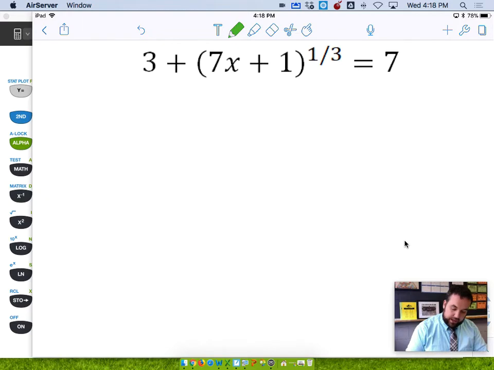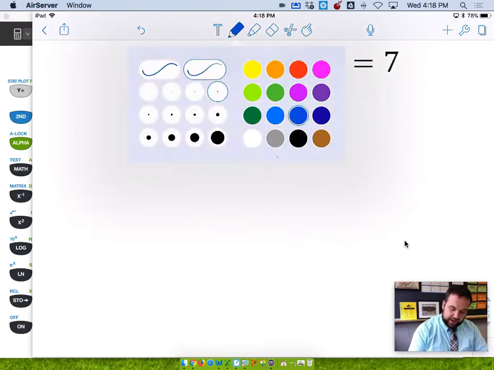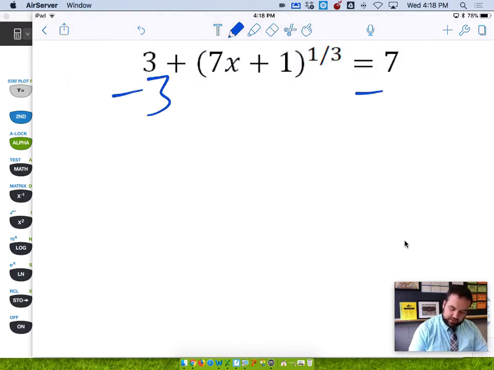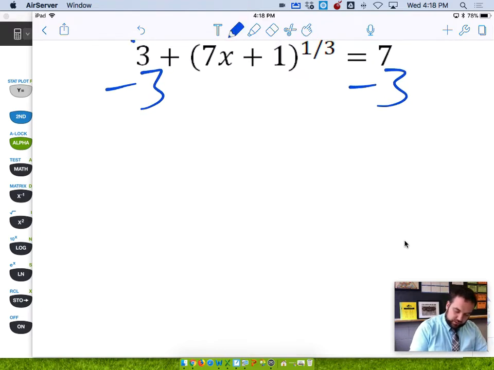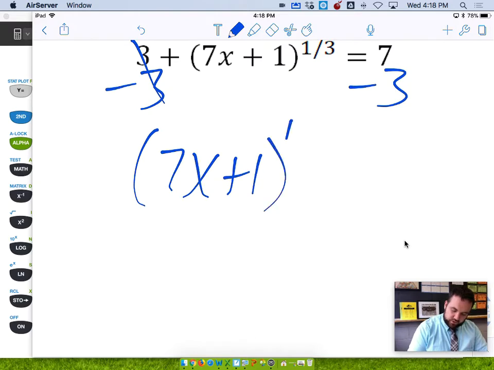Here, I have the 3 out front. Now notice that's not a multiplication by 3. That's 3 being added. So I'm going to go ahead and subtract that from both sides to begin. When I do that, then that cancels, and I have 7x plus 1 to the 1/3 power equals 4.